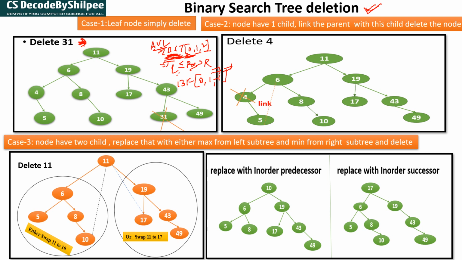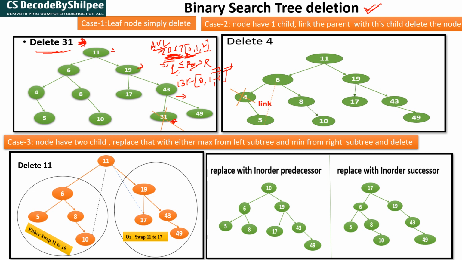Suppose I am going to delete the node 31. First I will find where 31 is. The binary search tree says that left children are always less than or equal to. So first check whether 31 is less than or equal to 11 or greater than 11. It's greater, so come to the right part. Now check whether 31 is less than 19 or greater. It's greater, so come to the right part. Here check whether 31 is less than 43 or greater. It's less, so 31 will be in the left part. So now you have found 31.